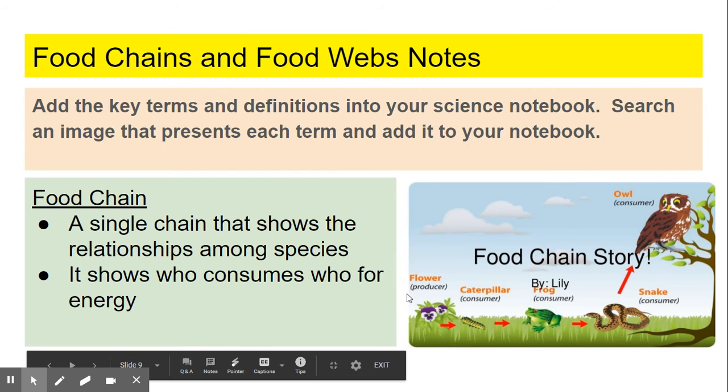So a food chain is a single chain that shows the relationships among species. When you look up the word food chain, you're going to see just a straight little chain with arrows. We'll talk about these arrows in more detail during live instruction. It shows who consumes who for energy. So it shows the relationships among these species here and who consumes who for energy. Again, we'll talk about these arrows in more detail in our next live instruction.